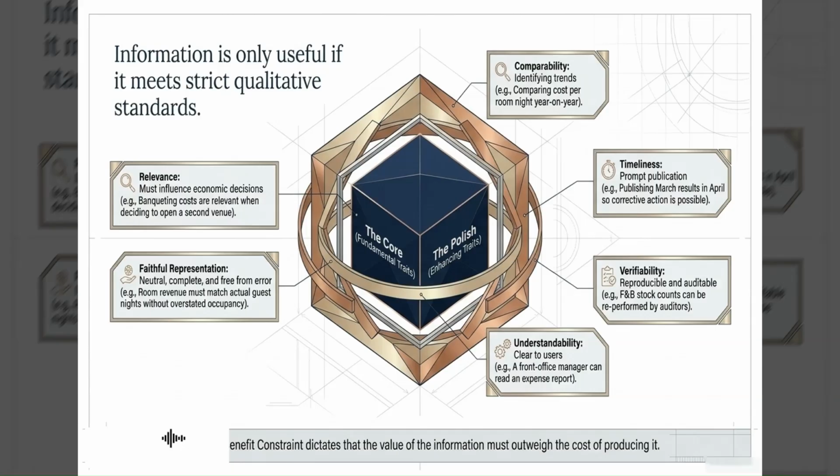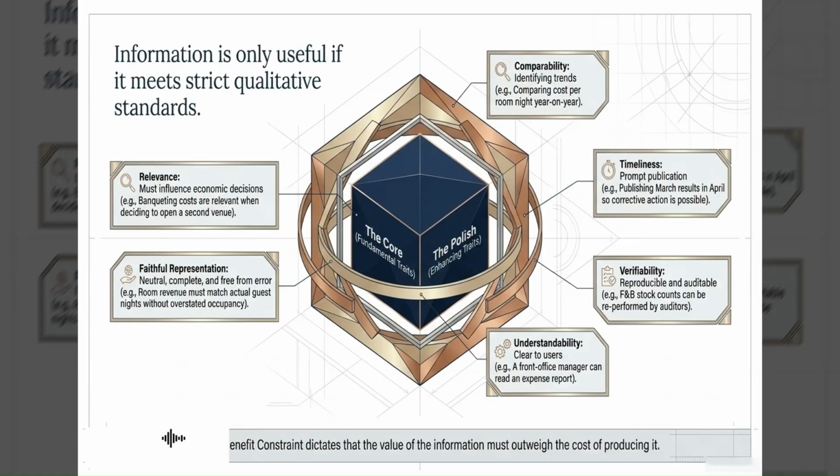Understandability. Information must be readily understandable by its users. Note carefully what this does not mean. It does not mean simplifying until complex transactions are misrepresented. It means presenting information clearly, classifying it sensibly, and assuming a user with reasonable business knowledge who is willing to study it. A front office manager without an accounting degree should be able to read the monthly departmental report and know how that department performed.